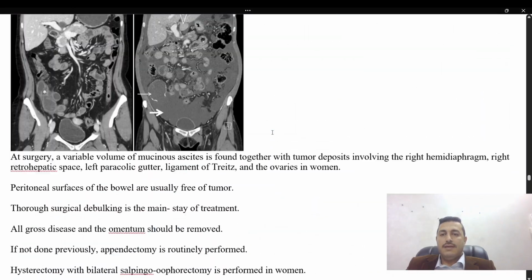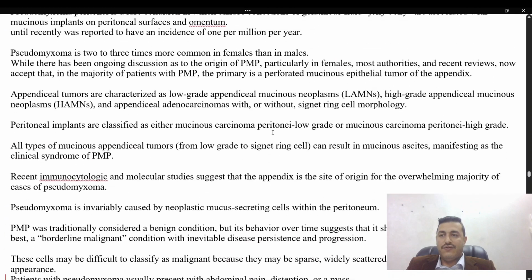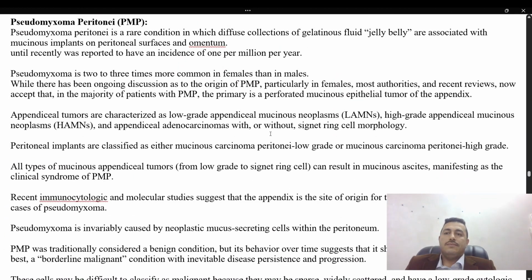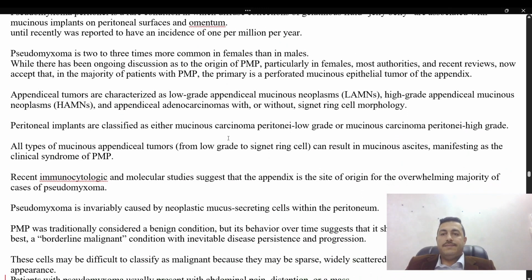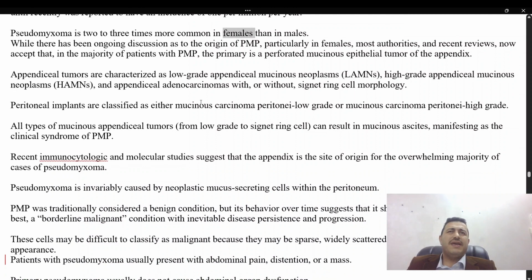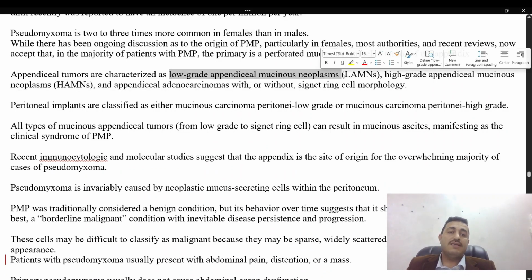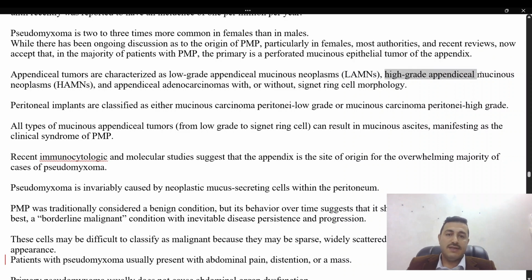Okay, let's go into the details of pseudomyxoma peritonei. It's more common in females, and more likely to be due to the appendix. The second cause is the ovaries. Regarding classification, either the appendix or the implants are classified as low-grade appendiceal mucinous neoplasm or high-grade appendiceal mucinous neoplasm, and the implants also, the same, low-grade and high-grade.